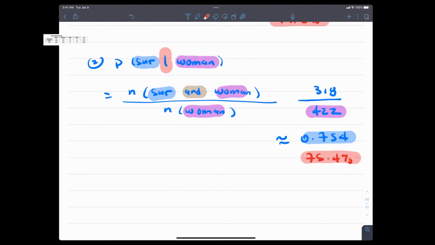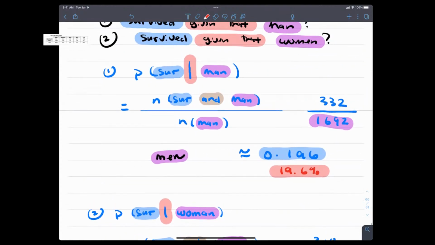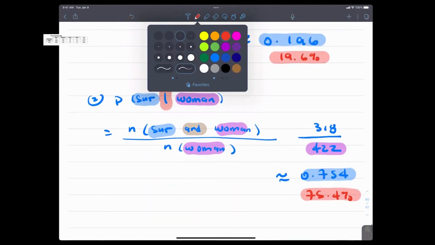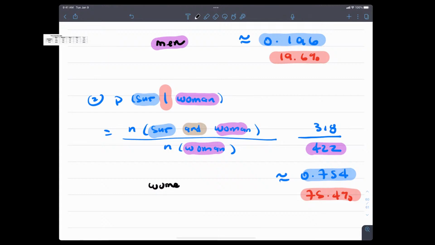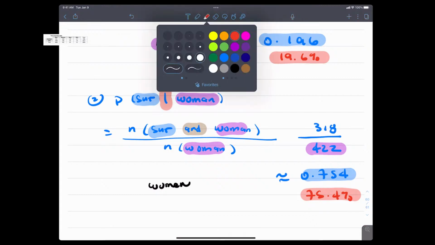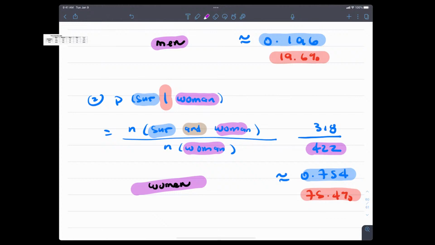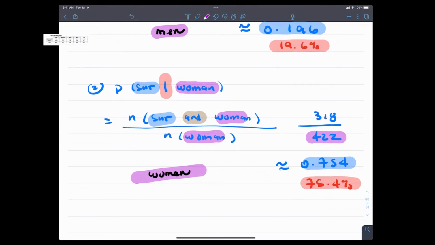So what do you guys think about this here? Let's compare. Which group was more likely to survive here? Men or who? This is now the women. Which group was more likely to survive? Women. Why is that? They have a higher probability value. Outstanding. All right, so higher probability value. This one is more likely to survive of the two.